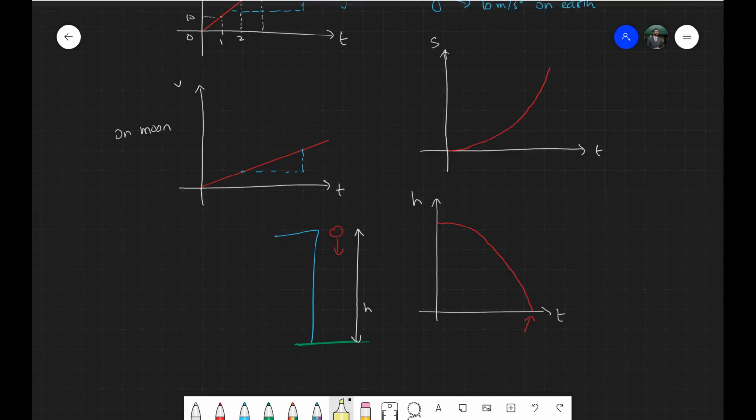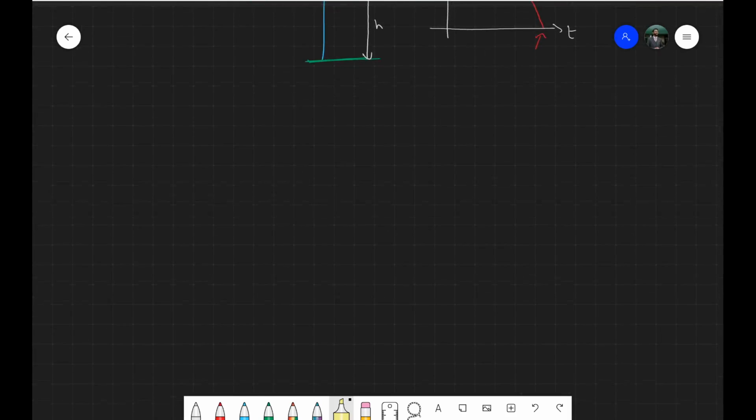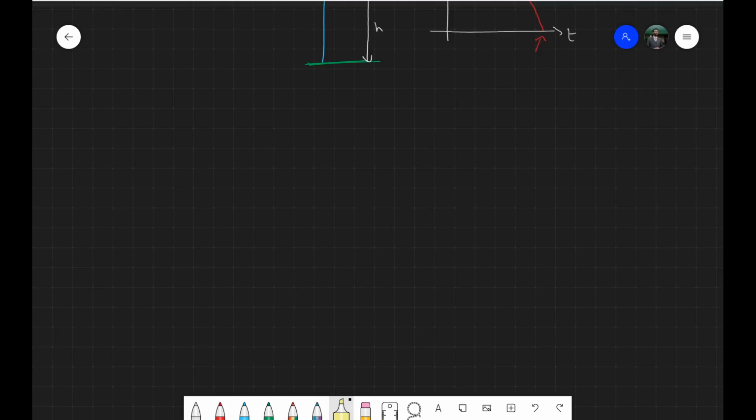Now I also want to go over one more example which is quite common, where let's think about throwing a ball up in the air, and then watching it come back to the ground.